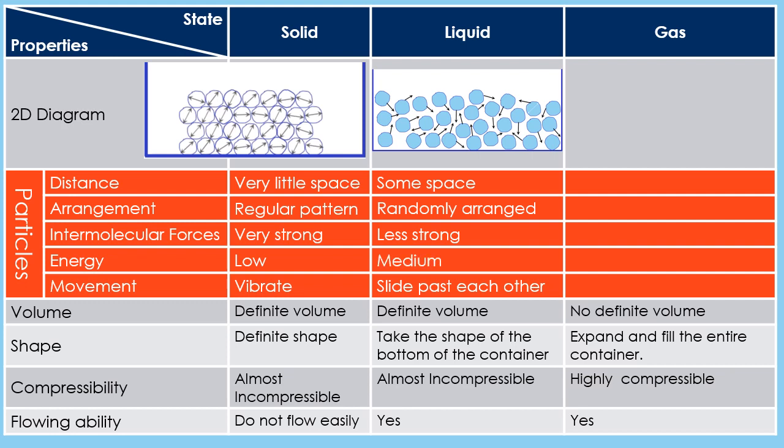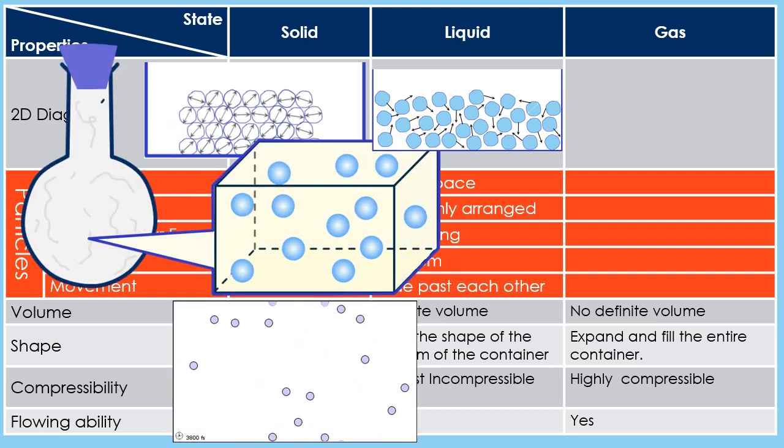For gaseous matter, the particles are widely separated from one another. They are no longer in contact unless they collide with each other. For example, in air, the average separation between the particles is about 10 times their diameter.